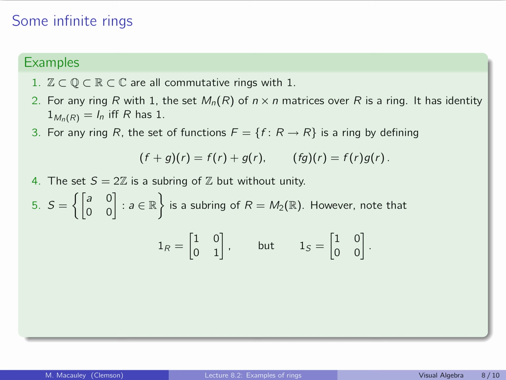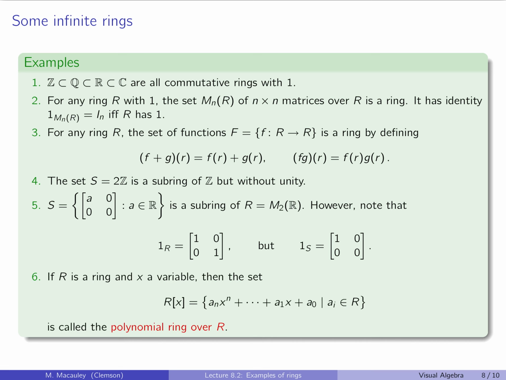And that is not going to be the case for the additive identity, because we know that's not the case for groups. Finally, if R is a ring and X is a variable, we can define the polynomial ring over R exactly how you would expect. So that is, the coefficients are from R.